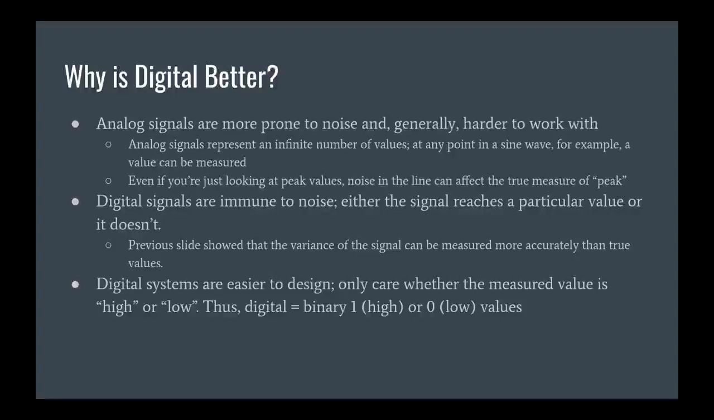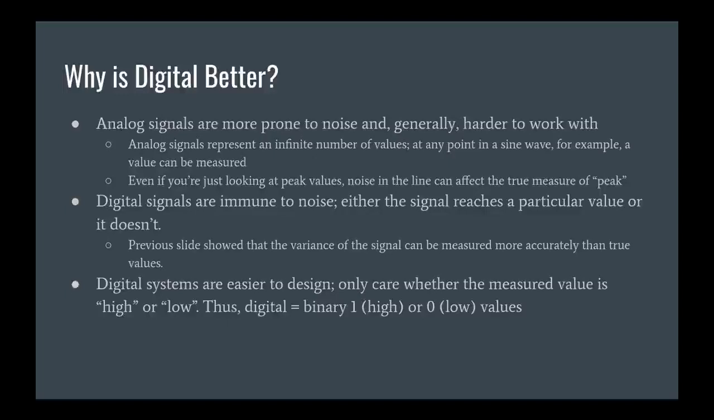So why is digital better? Well, we talked about how analog signals are more prone to noise, and they're generally harder to work with because it's analog. It can have an infinite number of values at any given point, and with the noise on the line, you're not always able to verify what values you're going to be getting.